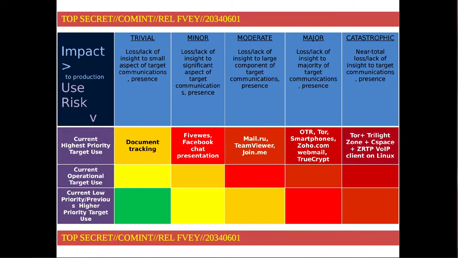Another slide tells the same story. If you are using, for instance, ZRTP voice encryption, Linux, Tor, then you are pretty safe from NSA surveillance, because we know that it's hard to break these systems. It's hard to break this kind of stack of security software. And it's catastrophic for them because it will probably consume their resources to make surveillance.